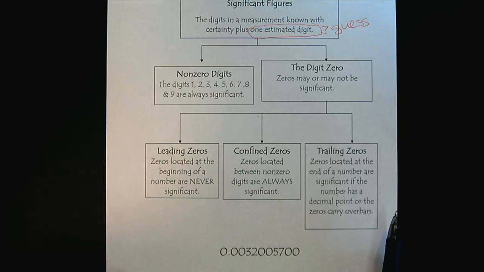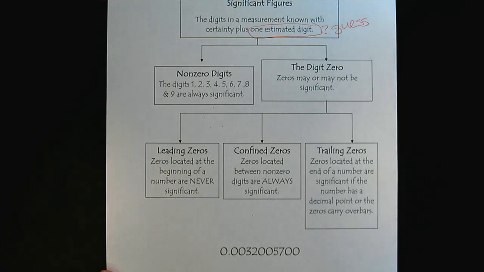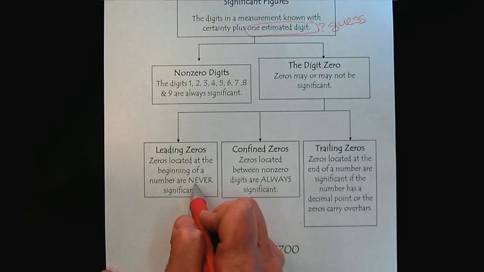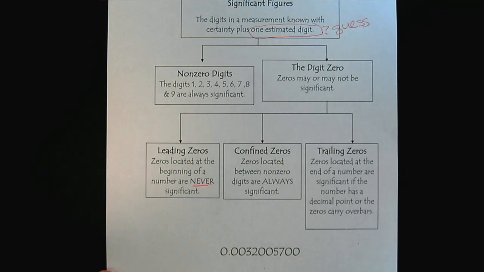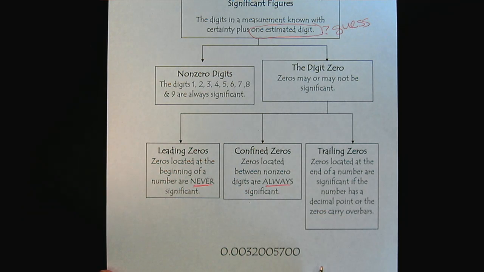All right? So here, with leading zeros, this is a pretty good one. I like this one. I don't get to say never very much. The zeros located at the beginning of a number are never significant. I'm going to go through the rules and do some examples, and then we'll practice on the following pages. Confined zeros are the zeros located between non-zero digits. They're always significant. And then trailing zeros.